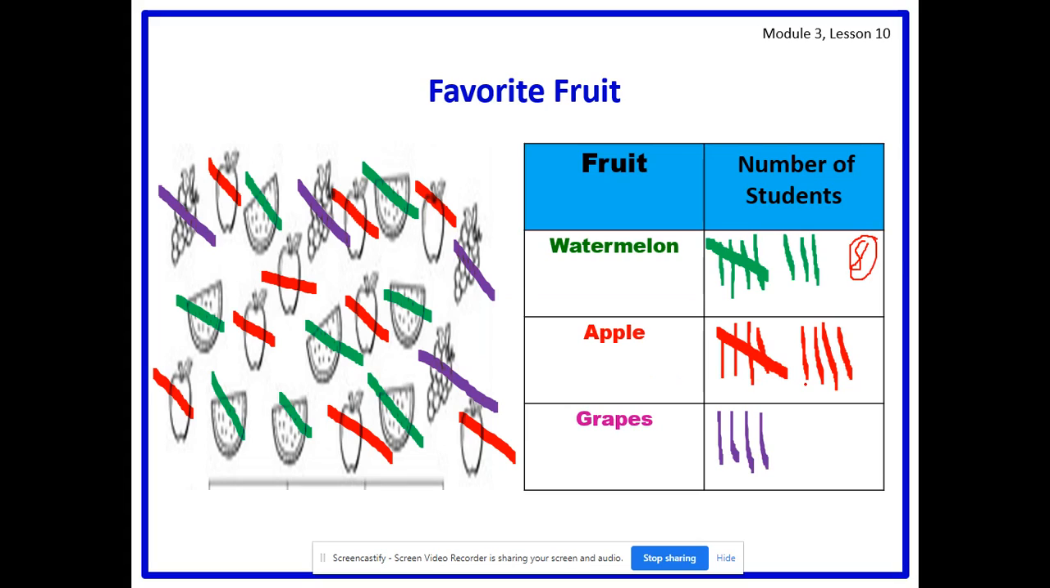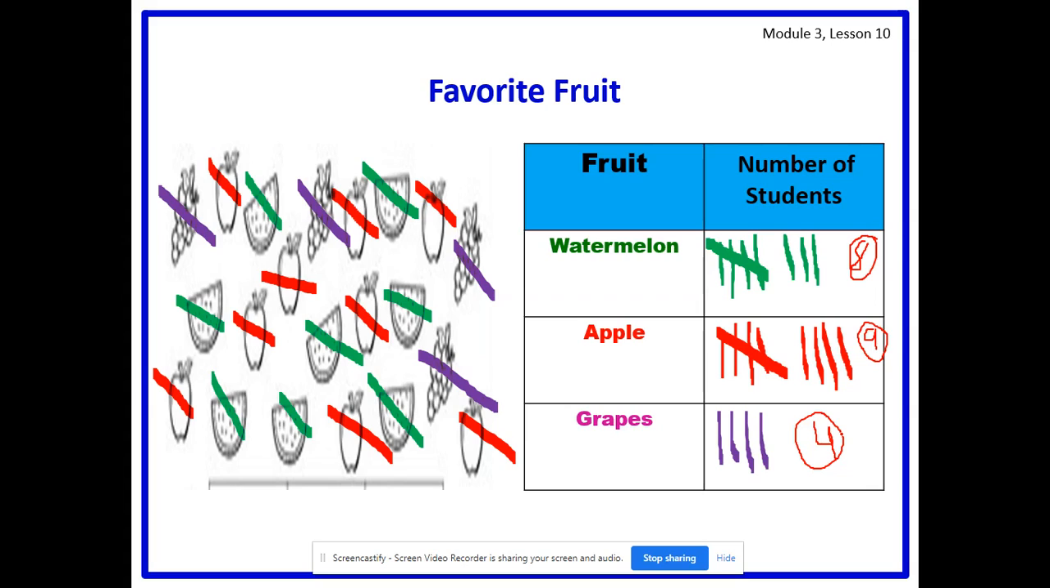How many students chose apples? Get ready. Yes, we have 5, 6, 7, 8, 9. So 9 students chose apples. And how many students chose grape? Get ready. Yes, 4.